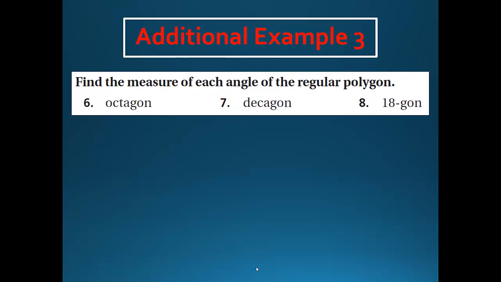Now we have an additional example. You can pause the video and try it on your own, or you may follow along. We want to find the measure of each angle of the regular polygon. So for number 6, we have an octagon.